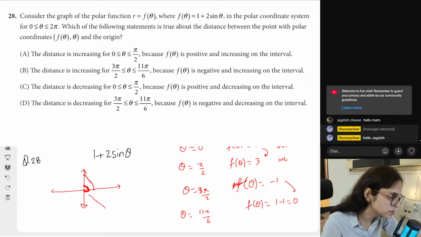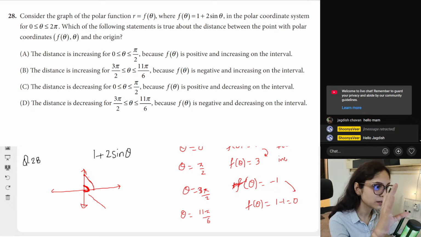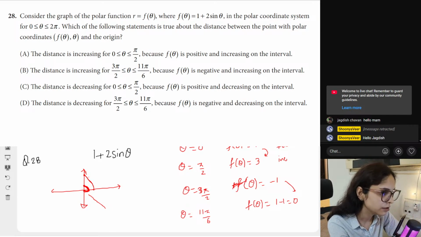So the correct option is option A. If it is negative and increasing, then distance will decrease, because it will become the opposite. And if it is negative and decreasing, then distance will be increasing. So option D is gone. Positive and decreasing: from 0 to pi over 2 it is not decreasing, it is increasing. So option A.